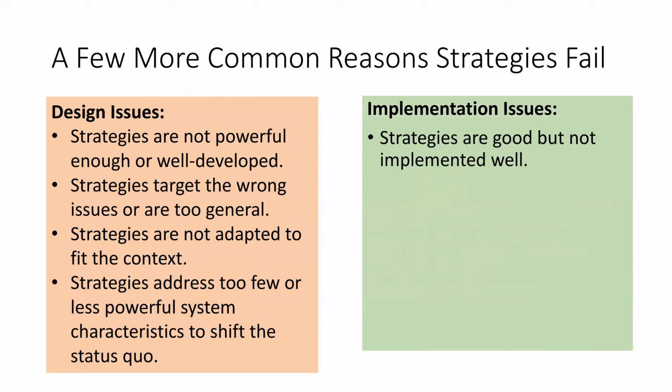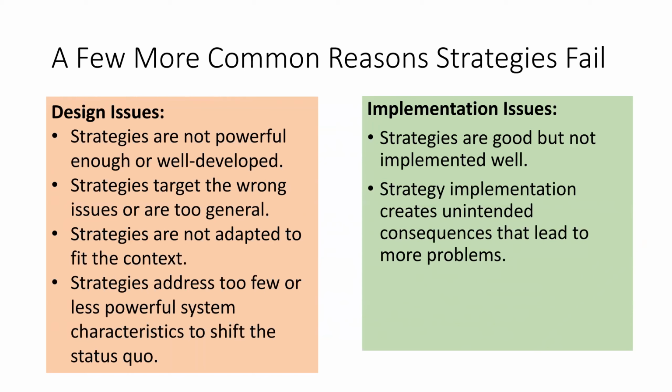You really designed some great strategies, really on point, powerful. They were adapted if you were borrowing some ideas from other places. You were addressing multiple system characteristics to really try to change that system in a number of ways. But somehow the implementation of those strategies didn't quite go as planned. And so even the best strategies, if not implemented well, will fail. Strategy implementation creates unintended consequences that lead to more problems.